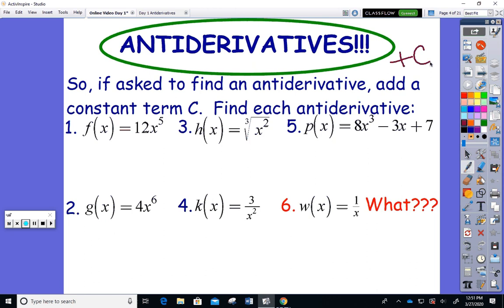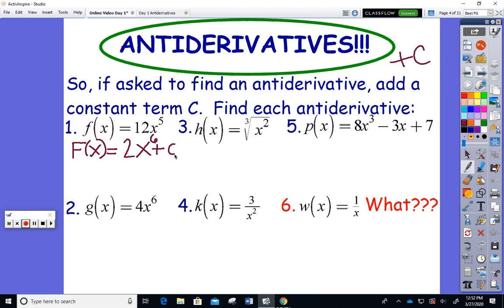So in each of these problems, I want you to find an antiderivative. So on number 1, I need to find capital F of x. Now, I know when I take the derivative of F of x, I need little f of x, which means capital F of x needs to start with an x to the 6th term. So I need to say, okay, if I were to take the derivative, I would drop the 6 down and I would multiply it by what's already there to get 12. So it would have to be 6 times 2 gives me the 12. And then I'm going to add c.